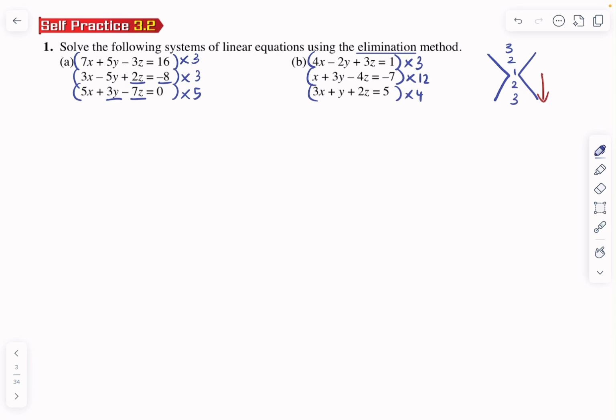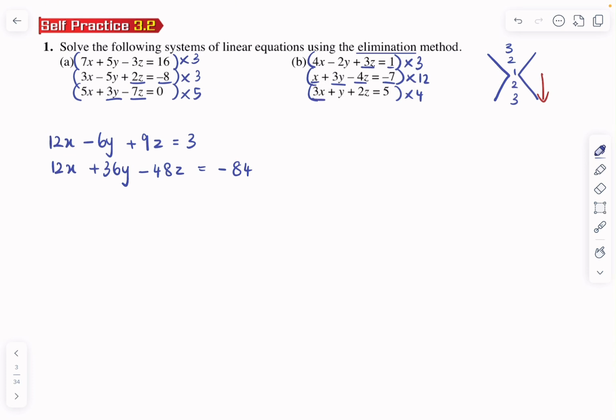Okay, so first equation will be 12x, negative 2y times 3, we get negative 6y. 3z times 3 is plus 9z. 1 times 3 is 3. Second equation, x times 12 is 12x. 3y times 12 is 36y. Negative 4 times 12 is negative 48z. Negative 7 times 12 will be negative 84.